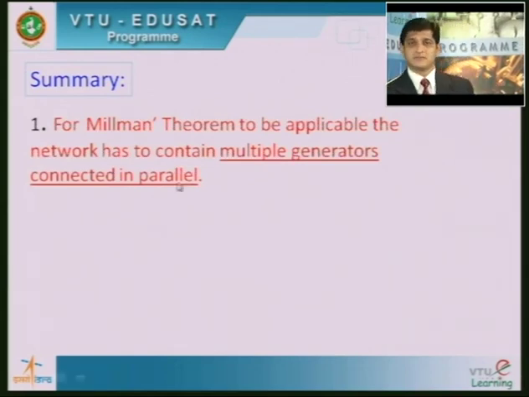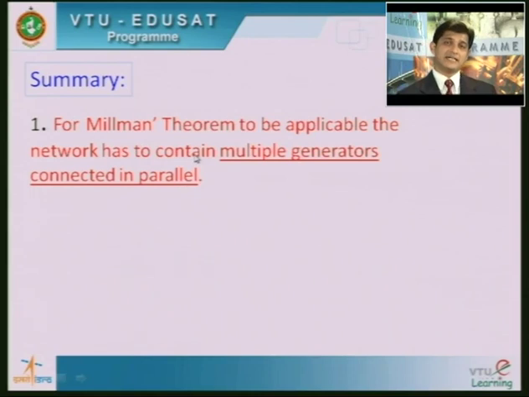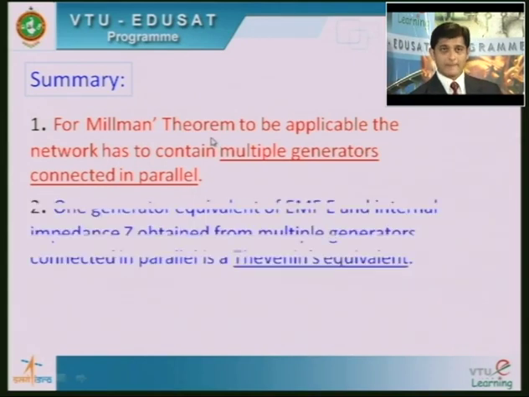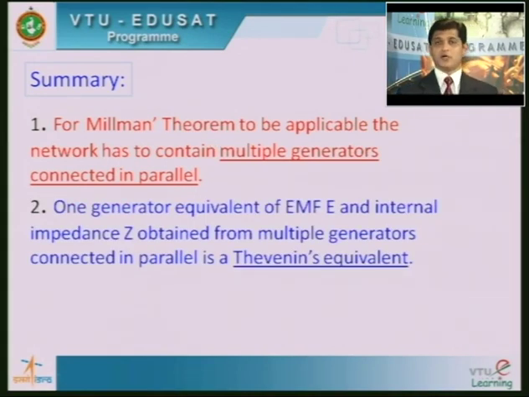For Millman's theorem to be applicable, the network has to contain multiple generators connected in parallel. Only then can you think of Millman's theorem. Fine. One generator equivalent of EMF E and internal impedance Z obtained from multiple generators connected in parallel is a Thevenin's equivalent. That means from this arrangement of parallel branches, what you obtain, one EMF and one equivalent impedance, is actually the Thevenin's equivalent circuit.